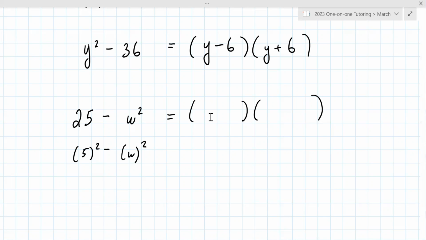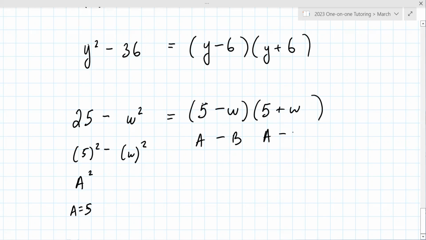25. It's got to be the number that's being squared. It's never this number. Or W. So a is 5 in this case. It comes first. It's always a minus b, a plus b. It doesn't matter; you don't want to think that the variable always comes first. It does not have to.